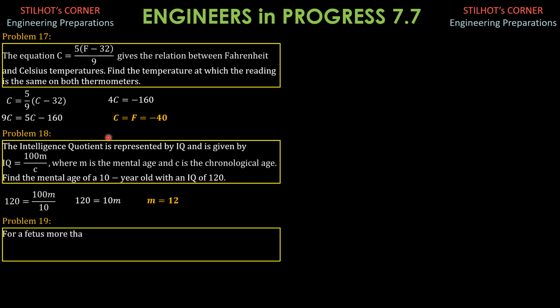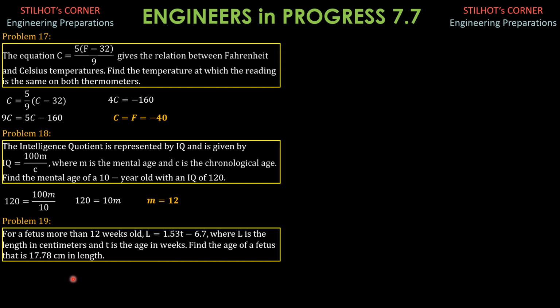Then problem 20: for a fetus more than 12 weeks old, L is 1.53T minus 6.7, where L is the length in centimeters and T is the age in weeks. Find the age of a fetus that is 17.78 centimeters in length. So again, this is a matter of substitution. 17.78 equals 1.53T minus 6.7. So 17.78 plus 6.7 is 24.48 equals 1.53T. T therefore is 24.48 over 1.53. So T is 16 weeks.